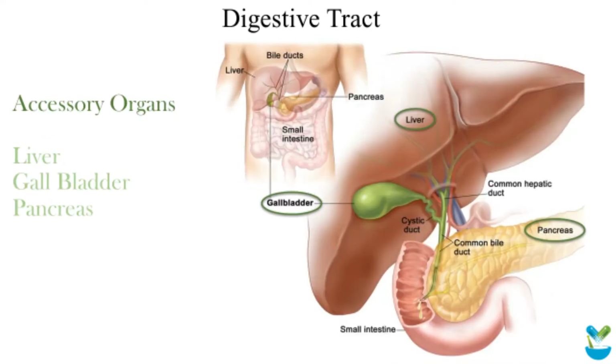There are three other accessory organs: liver, gallbladder, and pancreas, which are not part of the digestive tract but have a great role in the process of chemical digestion. The liver produces bile, which is stored in the gallbladder and via the bile duct comes to the duodenum, the very first part of the small intestine, where it helps in fat emulsification. The pancreas also secretes different digestive enzymes which are released in the duodenum and help in the chemical breakdown of food molecules.